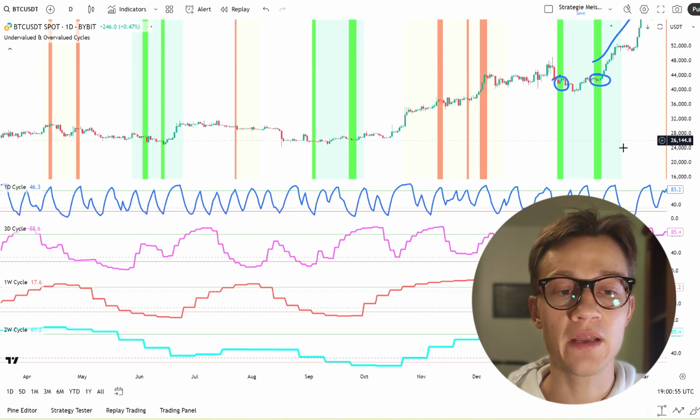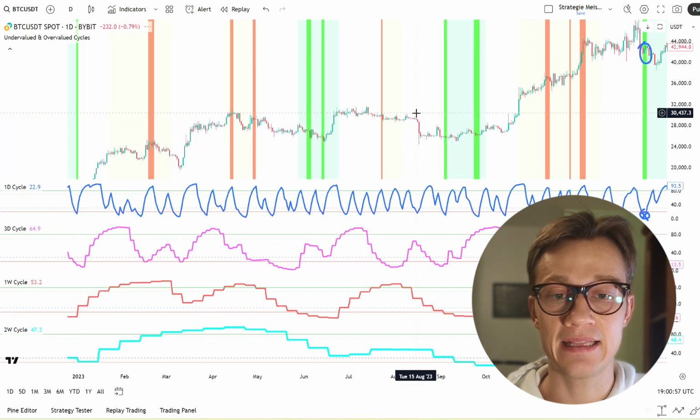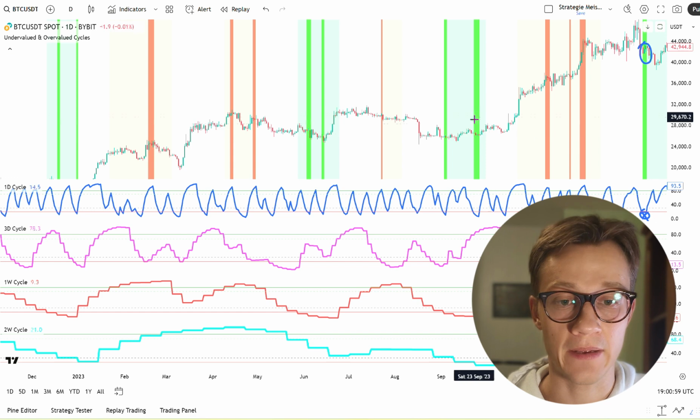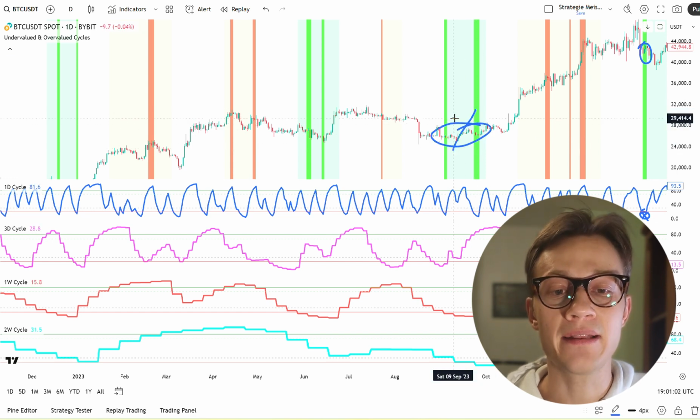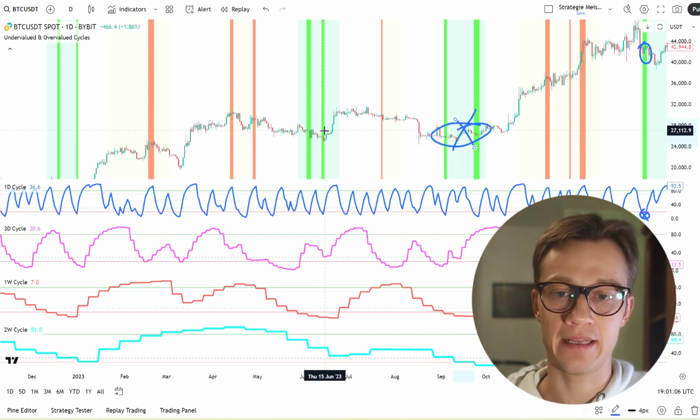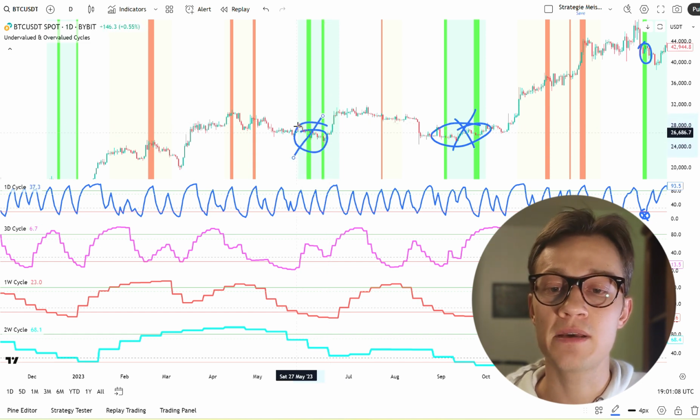Now, if I go to the very beginning of the bull market, I can see that this indicator actually works perfectly. If you want to buy spot, there is nothing better than the undervalued and overvalued cycle indicator, because you will always get Bitcoin for the cheapest price possible.